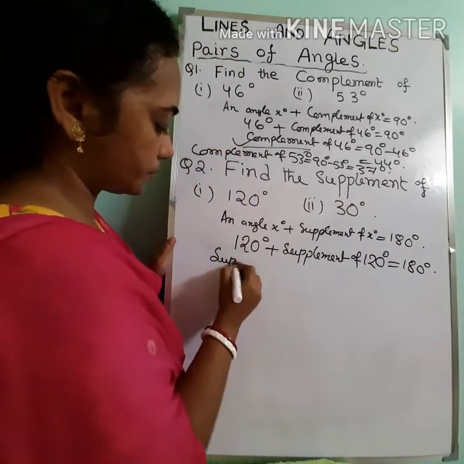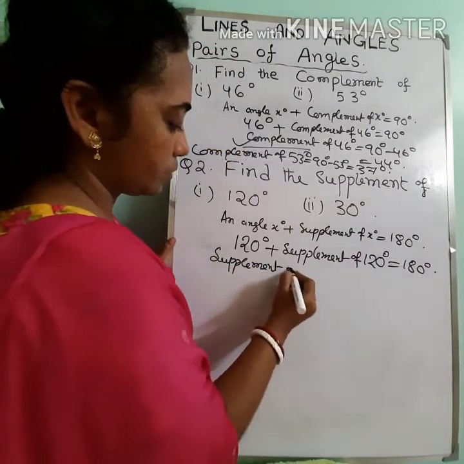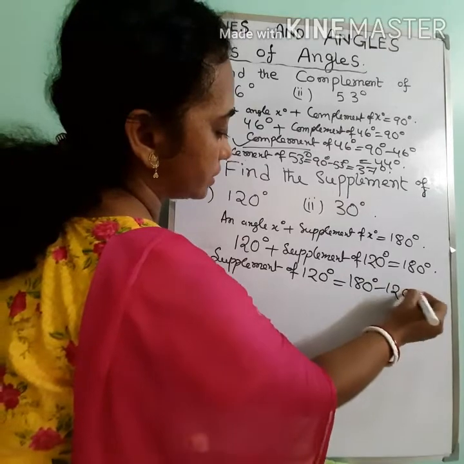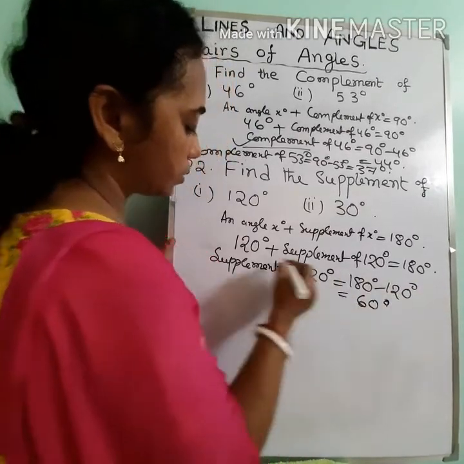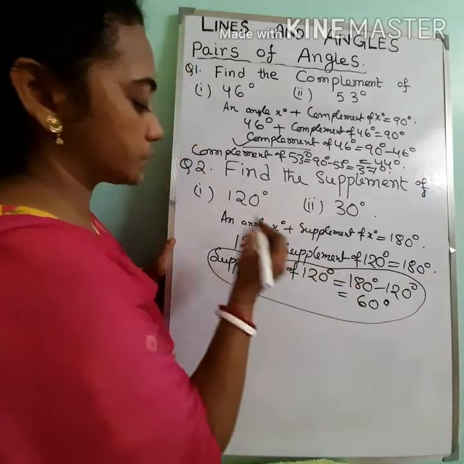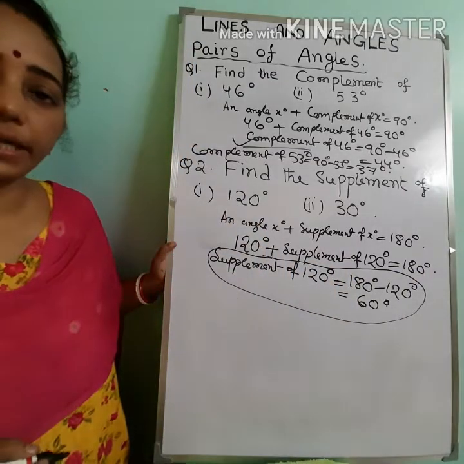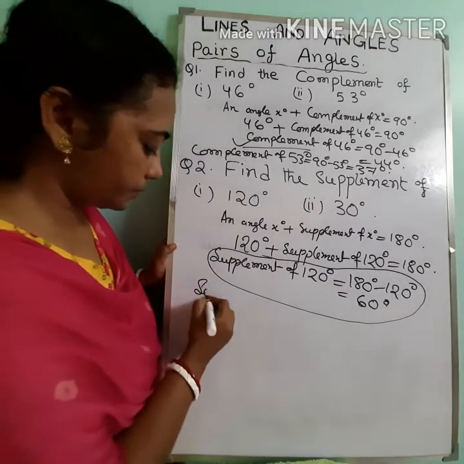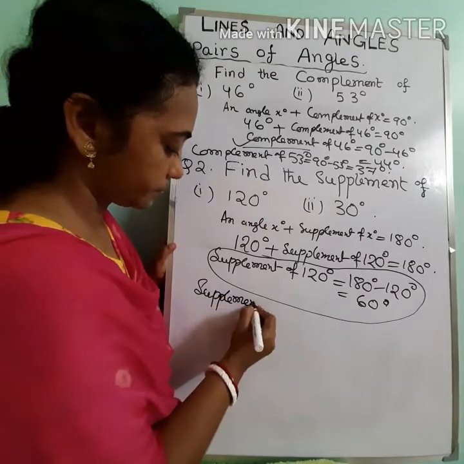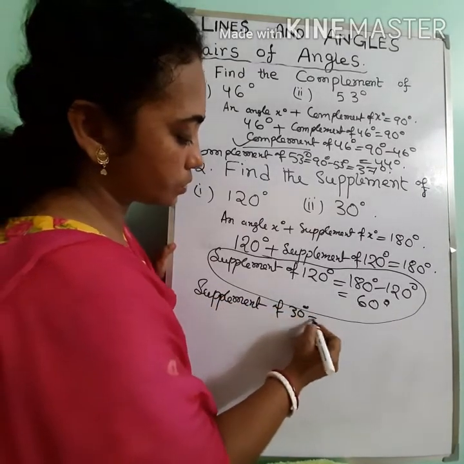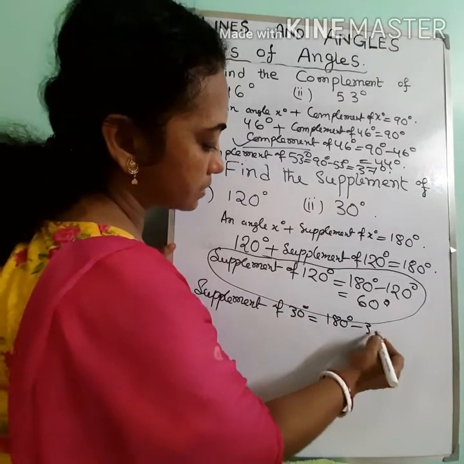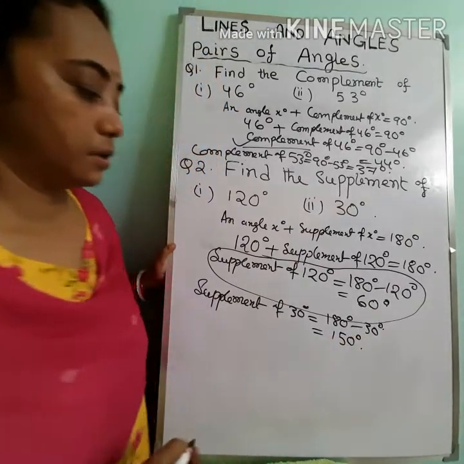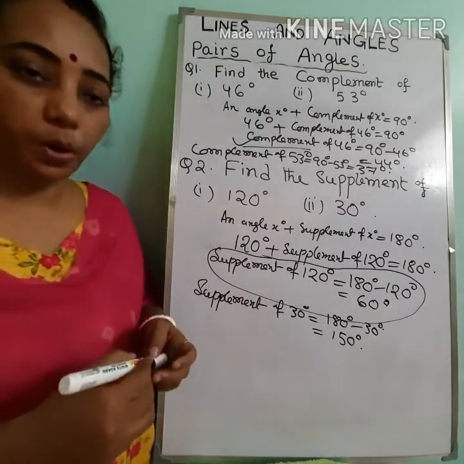Therefore supplement of 120 degree is equal to 180 degree minus 120 degree. That will come 60 degree. So you can also directly use this formula, that supplement of 120 degree is equal to 180 degree minus 120 degree, that is 60 degree. Similarly, supplement of 30 degree is equal to 180 degree minus 30 degree. That will come 150 degree. So in this way you can try some more problems yourself.